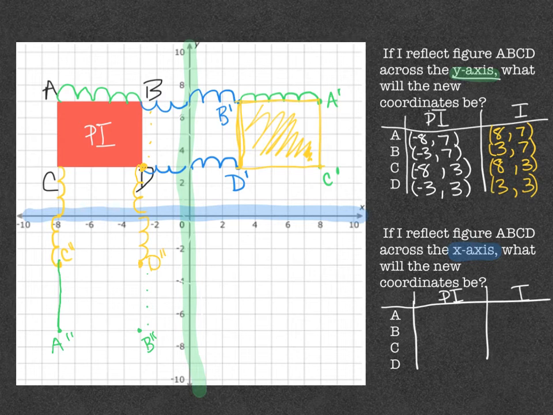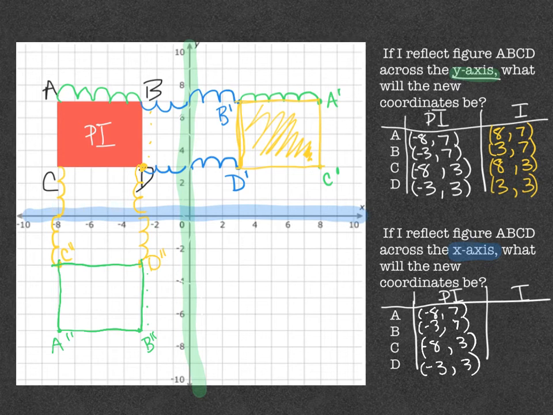Okay. Here we go. So we have these same originals, right? We had negative 8, 7. We can just copy from the table above. Negative 3, 7. We have negative 8, 3, and negative 3, 3. So now we have an image that we flipped over the x-axis.